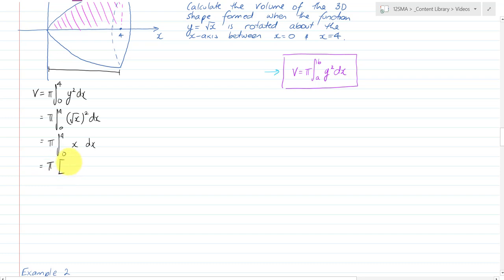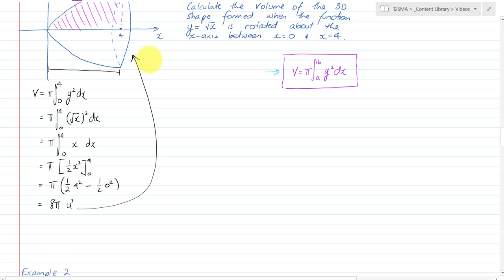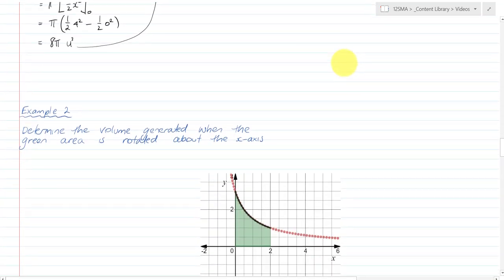Pi times a half x squared between 4 and 0. And that's equal to pi times a half 4 squared minus a half 0 squared, which is 0. And a half 4 squared is 8, so it's equal to 8 pi. The volume of this shape here is 8 pi units cubed. How good is that? Mint. Now, let's carry on to example 2.